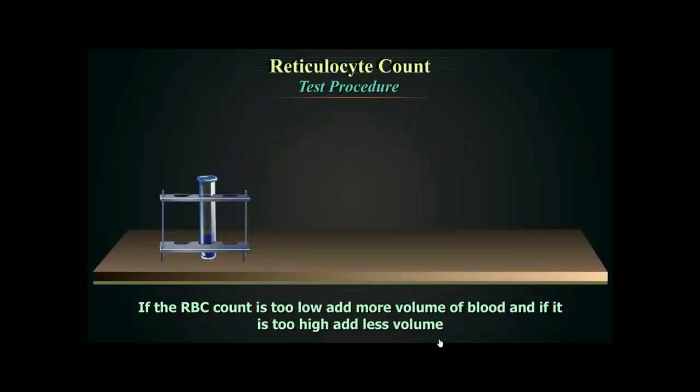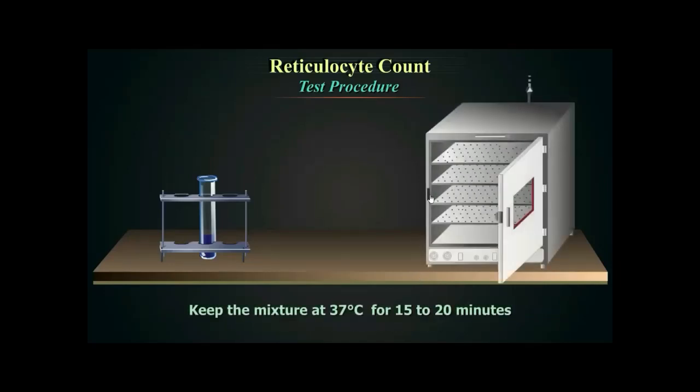And if the patient is having more HB and more RBC count, which means the patient is having a polycythemia picture, then the amount of blood should be less as compared to the amount of dye. Okay, so that you have to remember. Then here they have kept this mixture. As I said, you have to mix the stain in the blood, right?